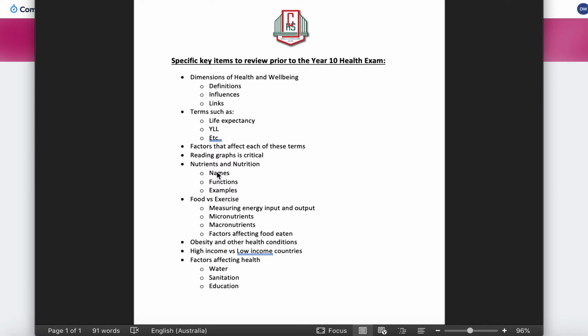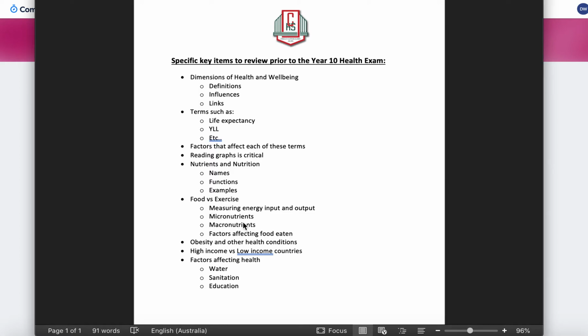We mentioned them in class. You've got some notes on them. And where did we get some of these examples of these food groups from? We looked at the balancing act between food and exercise, and we looked at how we measure energy input in both kilojoules and calories, and that's also to do with how we measure energy output with our exercise and our movement. Micronutrients and macronutrients.